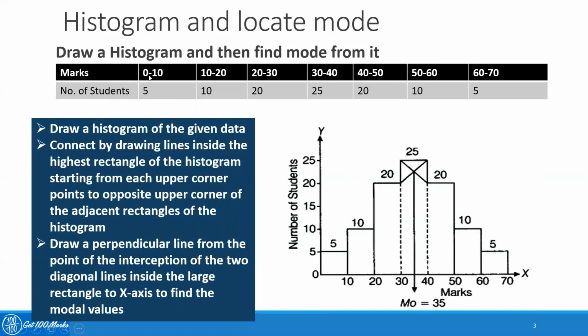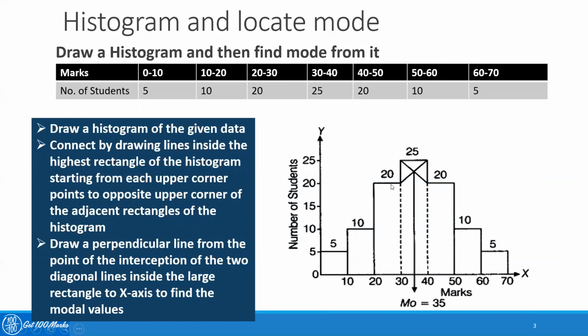To draw the histogram, let's first see 0 to 10. This is a question on the marks of students. The class intervals are 0 to 10, 10 to 20, 20 to 30, 30 to 40, 40 to 50, like that. For 0 to 10, the frequency is 5. On my y-axis, I have given the frequency or number of students, and on the x-axis, the interval or marks range. So 0 to 10 has 5 students, 10 to 20 has 10 students, 20 to 30 has 20 students.